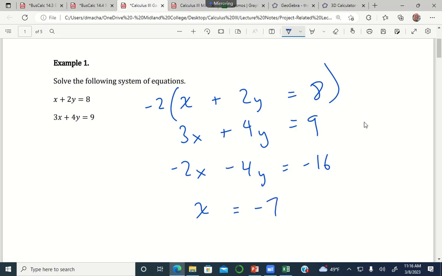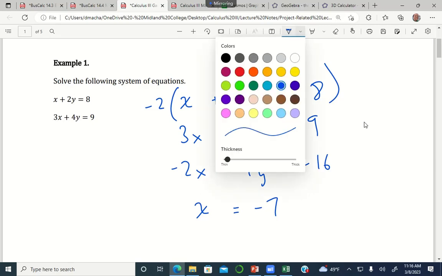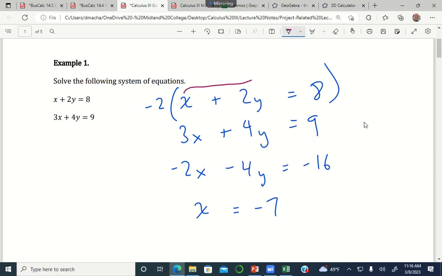-7. And if I take this x equals -7, and let's say I plug this back into my original equation right here, then I would get -7 plus 2y equals 8. And so that means y is equal to what?